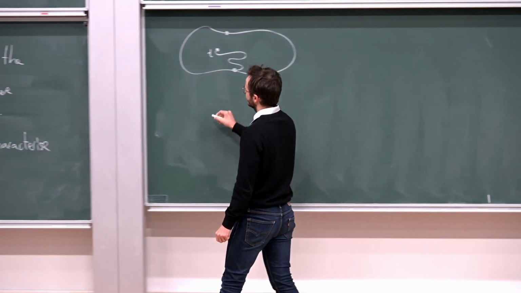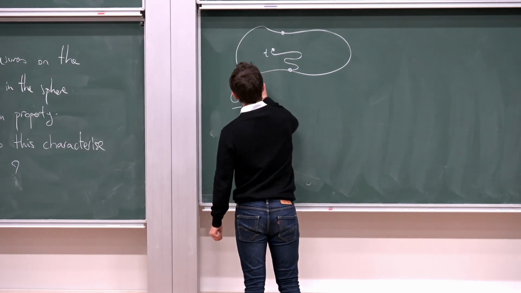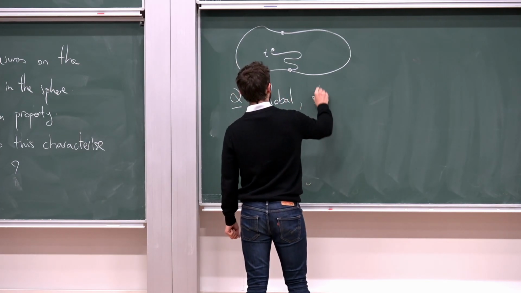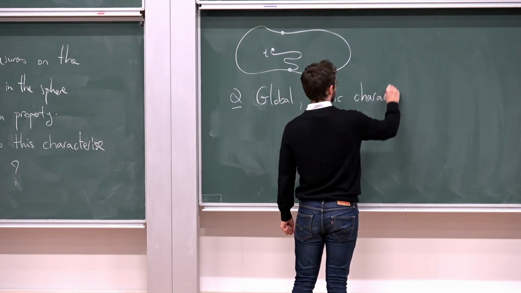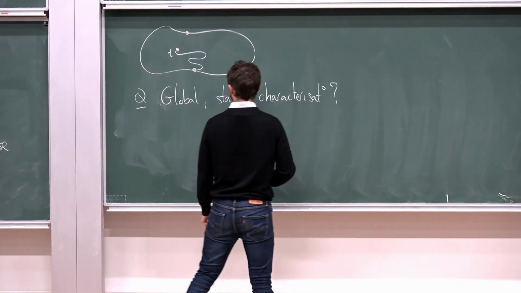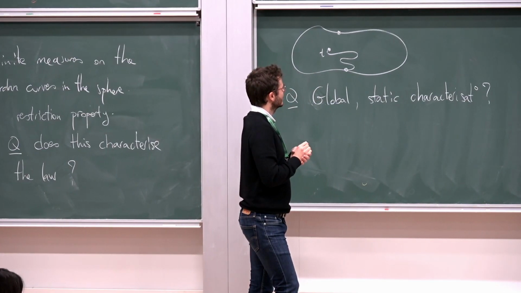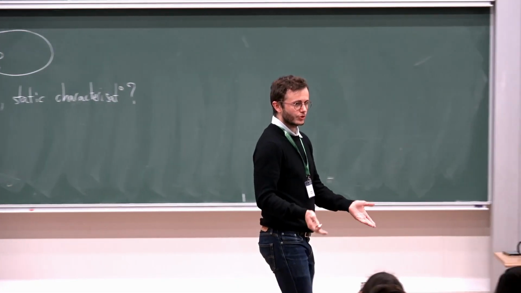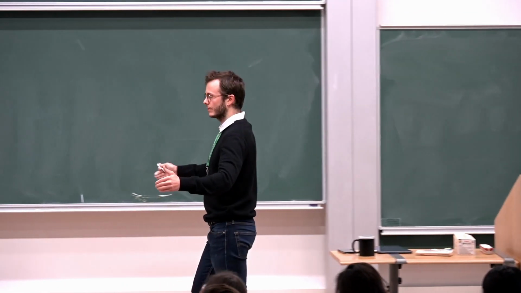So the question: can we find a global, static characterization? That's the question. I don't want to talk about curves that are growing. I'm just talking about one piece of curve that sits in my domain.